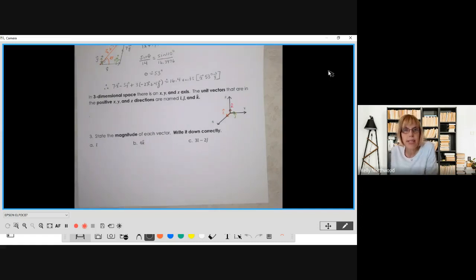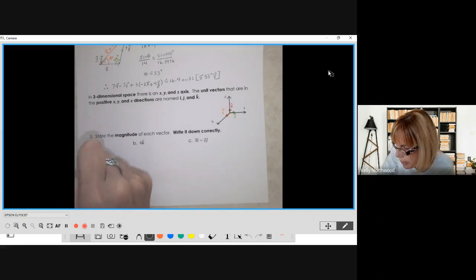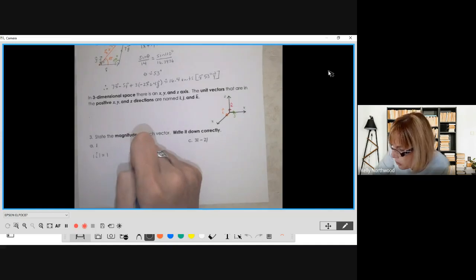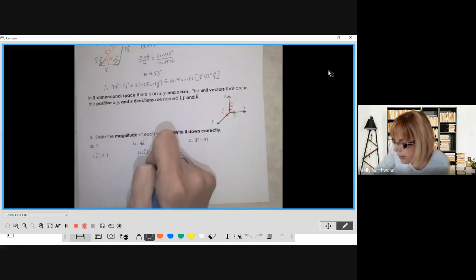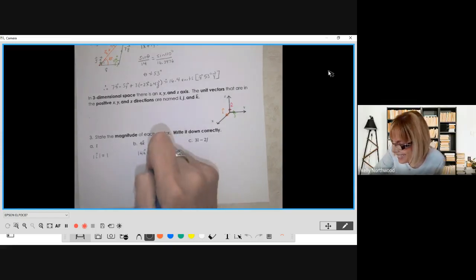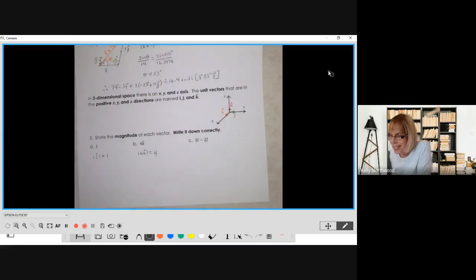So first question, state the magnitude of each vector, write it down correctly. When they're asking you for the magnitude, we're going to use our magnitude bars. So the magnitude of vector i hat, this isn't a trick question. The magnitude of a unit vector is 1, or 1 unit. So the length of this little i hat vector there is 1. What about the magnitude of 4 vector k hats? Four. 4, good.